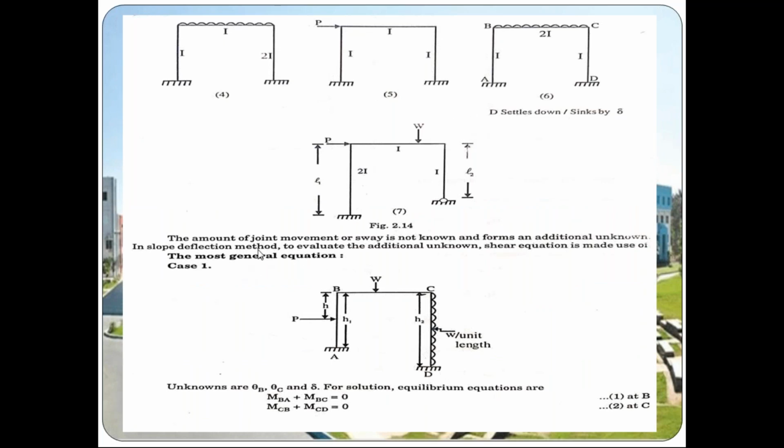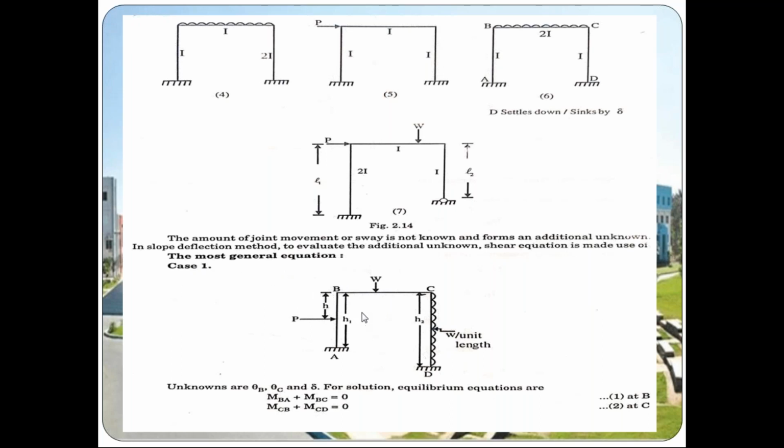Now we are seeing the most general equation for case one. We are looking at different cases. Case one is where we have loads in both the columns, that is span AB and span CD. If the case is like this, what is the most general equation? That is the shear equation.